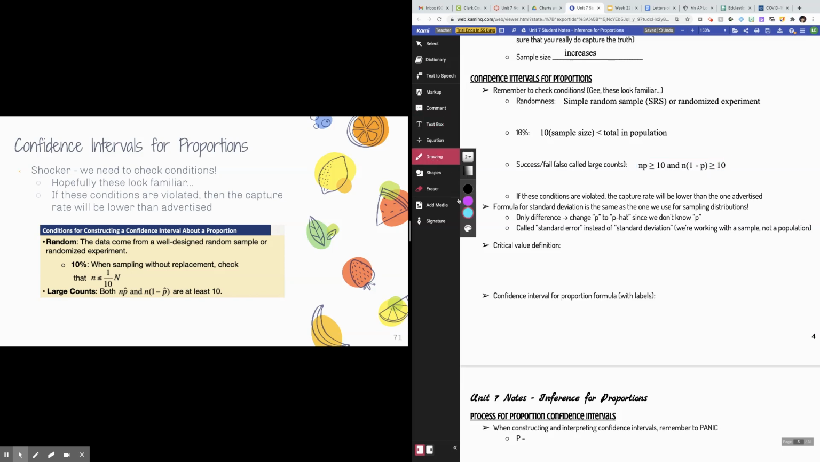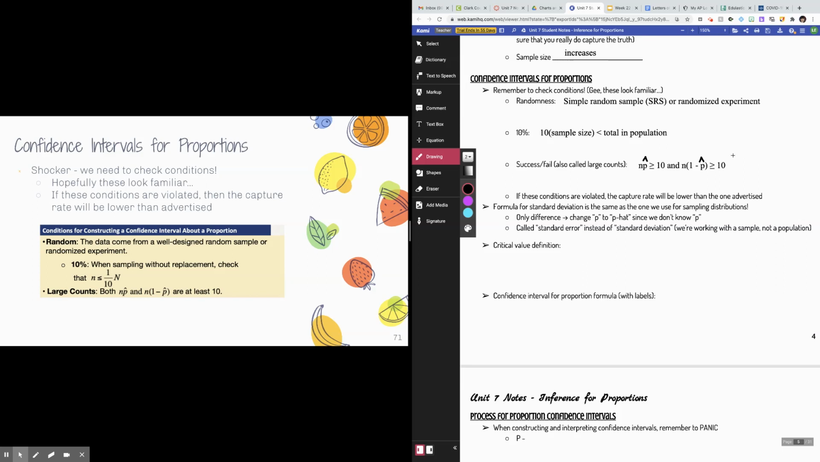The reason that we're using p hat instead of p in these formulas is that we don't know the true proportion value. That's the whole point of creating a confidence interval, to give us an estimate of the true proportion value. Since we don't know it, we have to use the next best thing, which is your sample proportion. So it's the same three conditions essentially as what you did with sampling distributions.